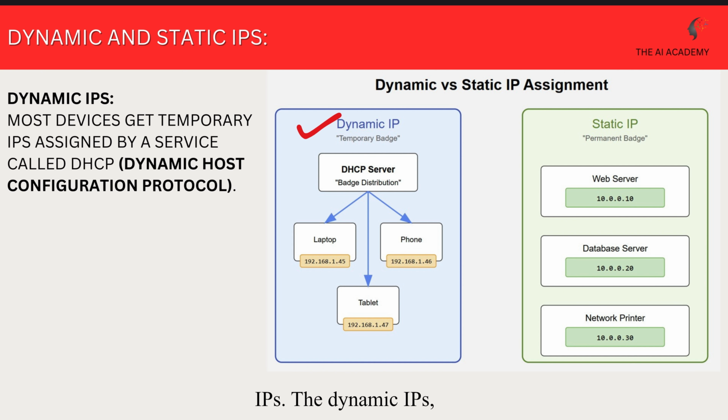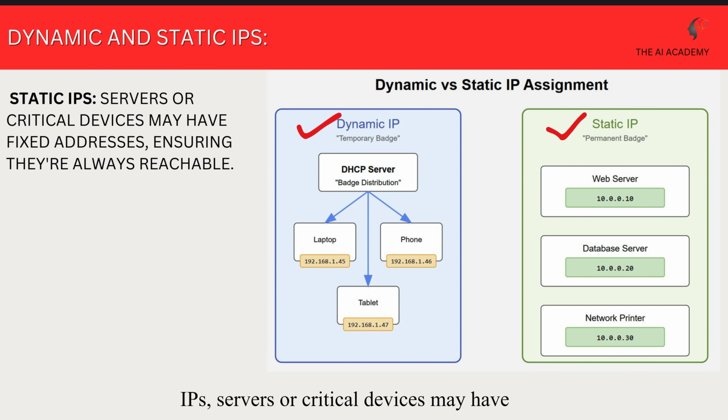Dynamic and static IPs. With dynamic IPs, most devices get temporary IPs assigned by a service called DHCP, Dynamic Host Configuration Protocol. Think of it as borrowing a badge when you enter the party. And static IPs: servers or critical devices may have fixed addresses, ensuring they're always reachable. It's like having a permanent badge.